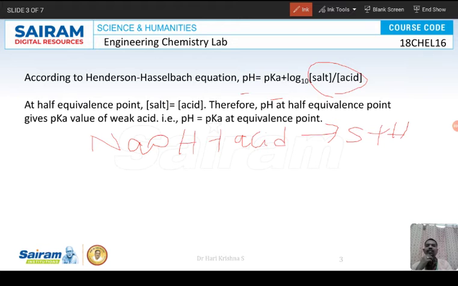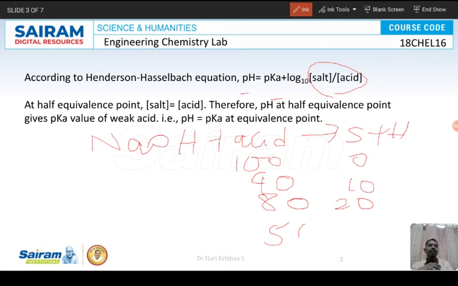Initially the concentration of acid is 100 and salt is 0. We add 0.5 ml, this will become 90 and this will become 10. When you substitute 10 by 90, you get a small fraction. Another 0.5 ml gives 80 and 20, so 20 by 80 gives some fraction. At one point of time, the concentration of acid and the concentration of salt are both equal, that is 50-50. When you substitute 50 by 50, it becomes 1, and log 1 is 0. That is when the reaction is half complete. Full completion means acid will become 0 and salt will become 100, so at that point this is not possible.